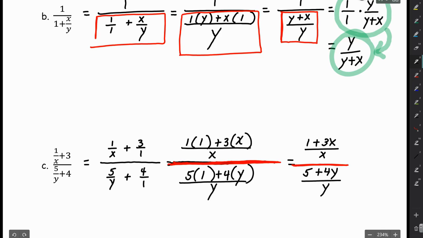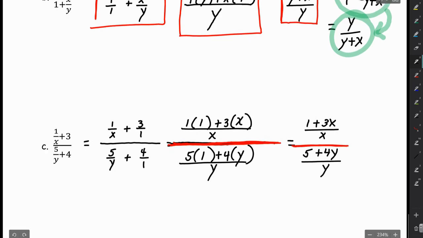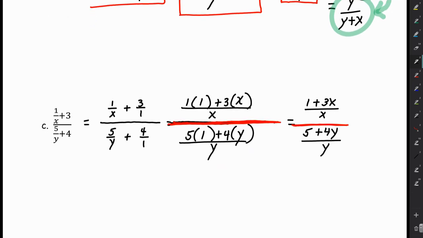Okay, so now we have a fraction over a fraction. That means we can multiply by the reciprocal. So this is the fun part. Let's do that. Well, it's all fun, really, but this is the really fun part. So we have 1 plus 3x over x multiplied by the reciprocal of the denominator. So that's going to give us y over 5 plus 4y.